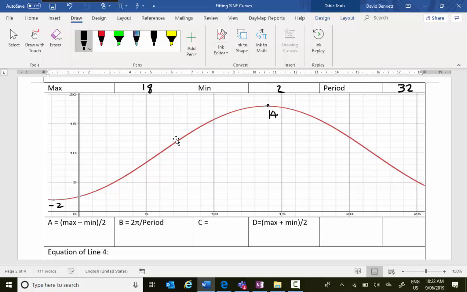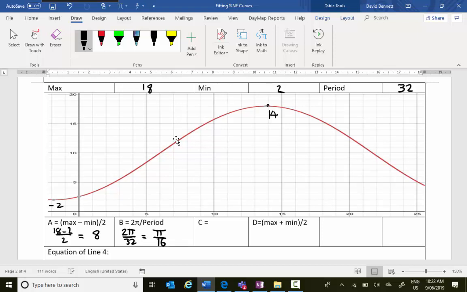All right, so my A value is simply going to be 18 take 2 all over 2. Well, that's going to give me 16 divided by 2 is 8. That's showing my amplitude is 8. My period, that's 2 pi on 32. And I'm going to write this one here as simply pi on 16. Is a nice way of writing that.